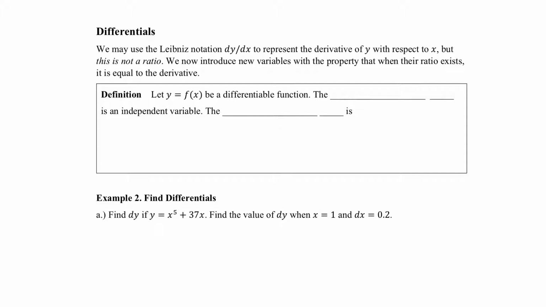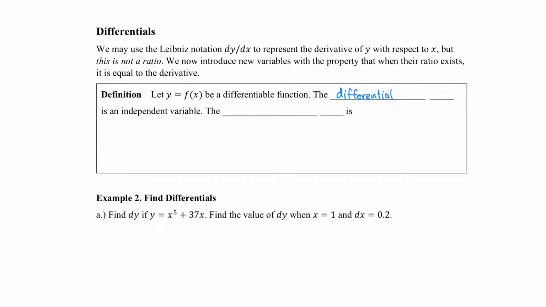But we could go ahead and consider this in the context of a numerical calculus, where we can have some variables with properties such that when their ratio actually exists, it is the derivative. So again, typically this is going to be in a numerical context. So let's go ahead and define what these new variables are. And just like x and y, one will be independent, one will be dependent. So let y equal f of x be a differentiable function. The differential, so we're defining our differential.